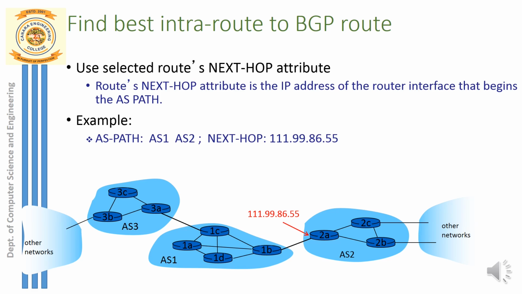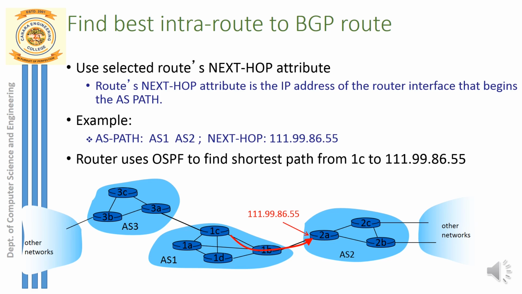So here there is an example. The next hop is given in the form of an IP address. 111.99.86.55 is the IP address of router 2A, and AS1 AS2 is a path. In this case, if this is the path, how to choose the next hop router? The next hop router is this 2A. In order to reach this AS2, the first closest hop is 2A, and the IP address of that is given over here.